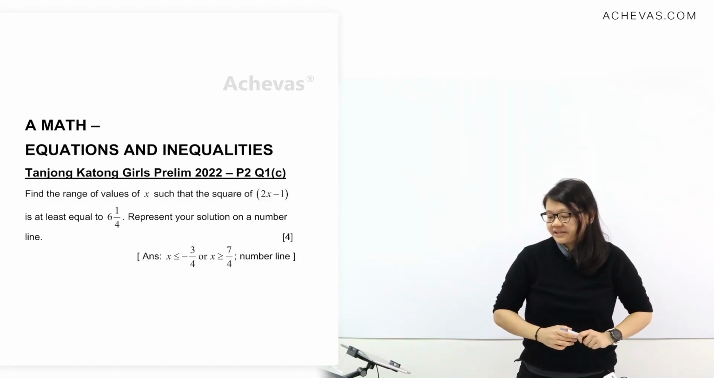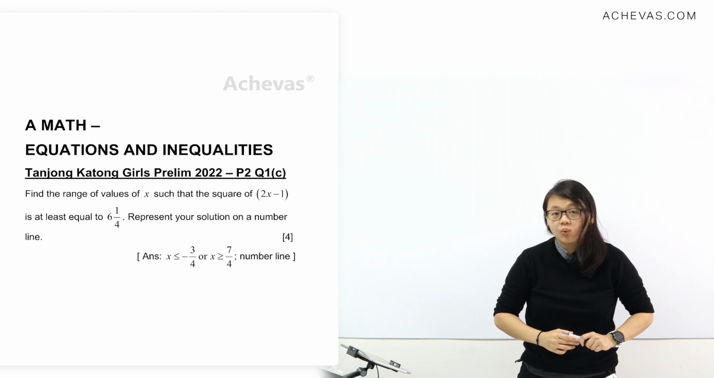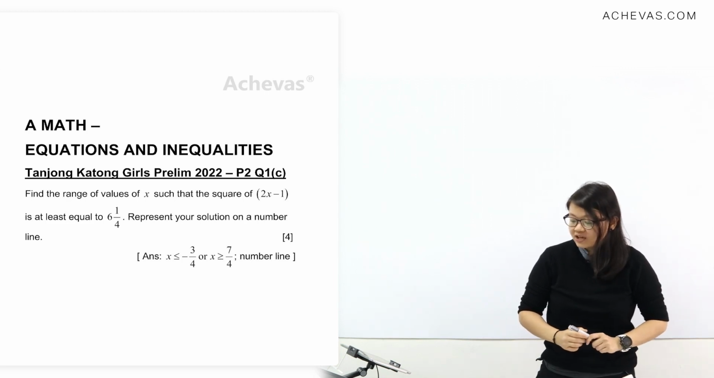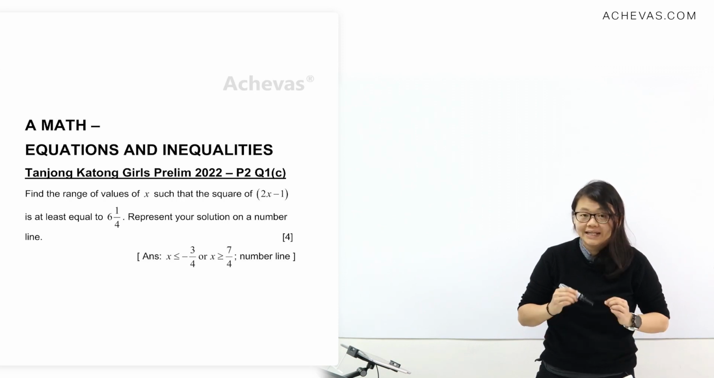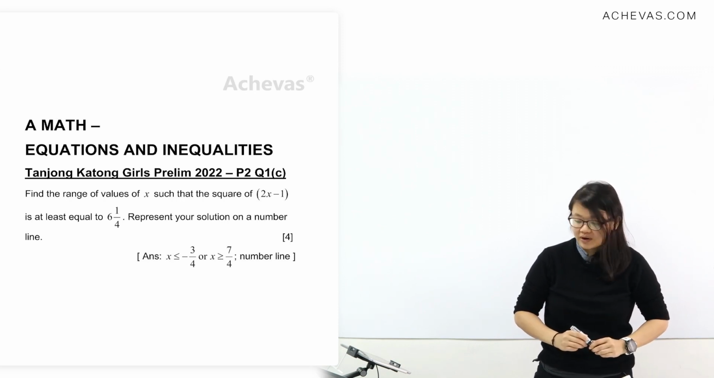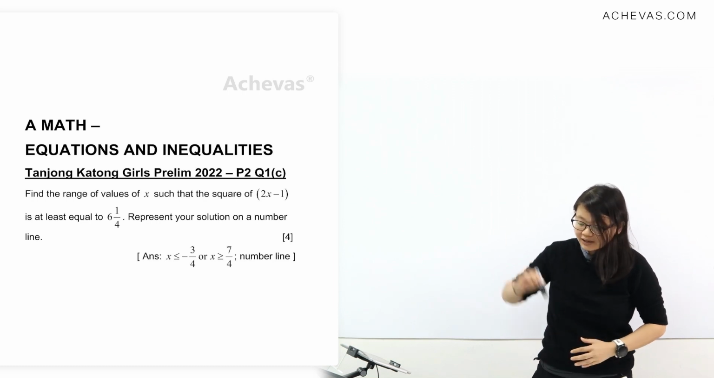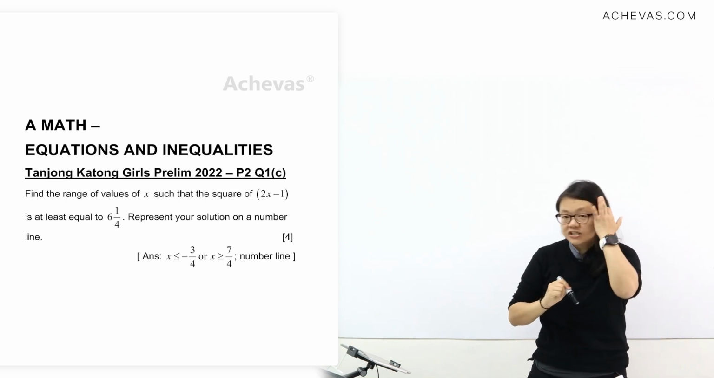Today, let's take a look at Tanjong Katong Girls Prelim 2022, Paper 2, Question 1C. Find the range of values of x such that the square of 2x minus 1 is at least equal to 6 and 1 over 4. Represent your solution on the number line. Okay, now let's take a look at how we start this question.